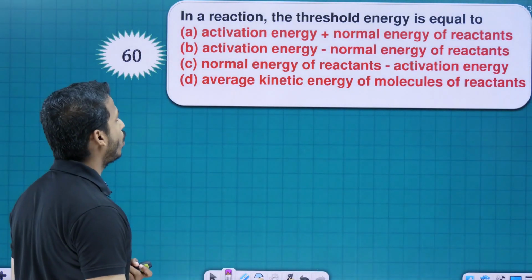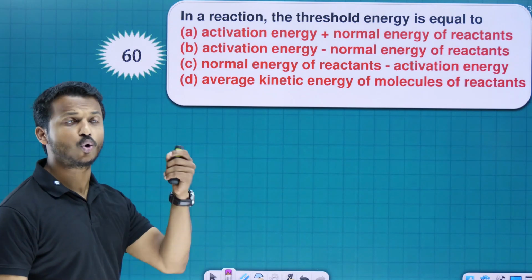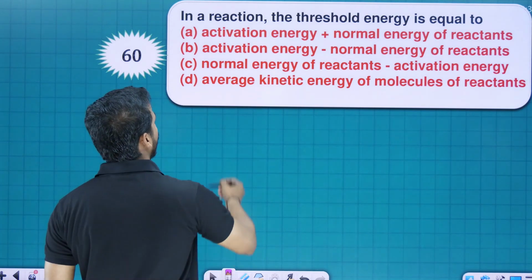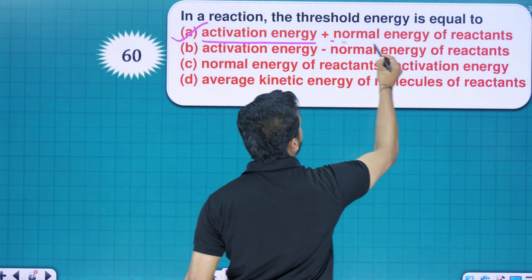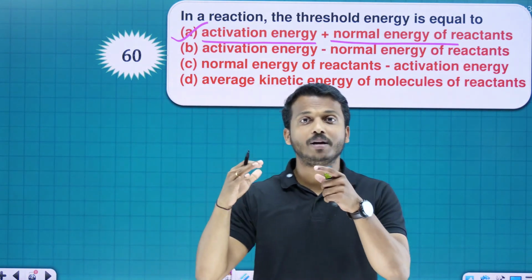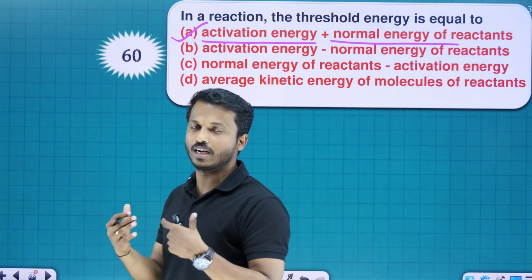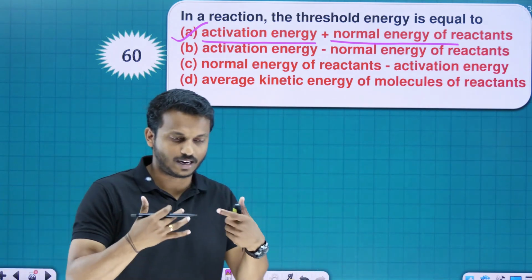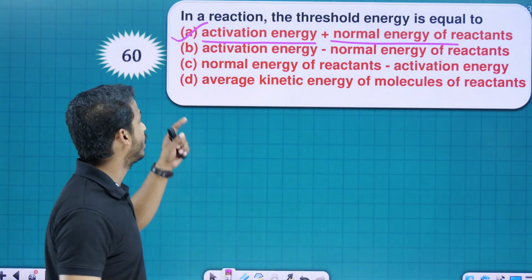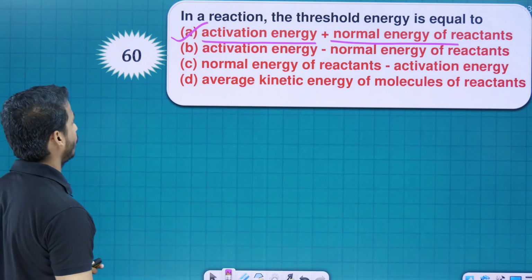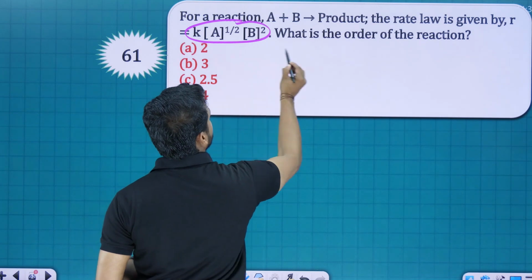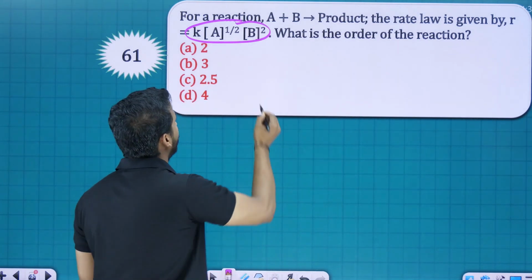In a reaction, the threshold energy is equal to what? It is the sum of activation energy and normal energy of the reactant. Threshold energy, what we actually discussed in the definition, is the minimum amount of energy required for the reactants to make an effective collision. So threshold energy is the sum of activation energy and the normal energy of the reactants. Now, for a reaction A plus B, they have already given the rate law. What is the order of the reaction? What is order? Sum of the powers.